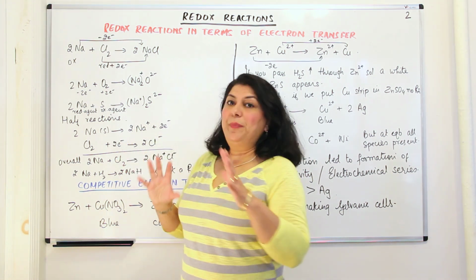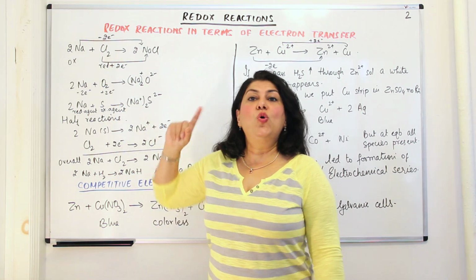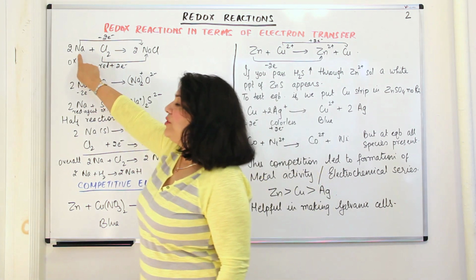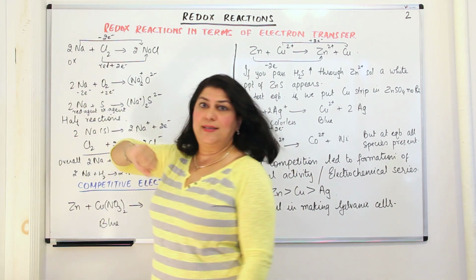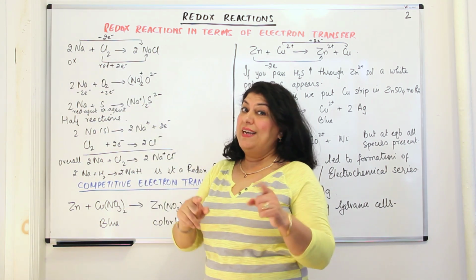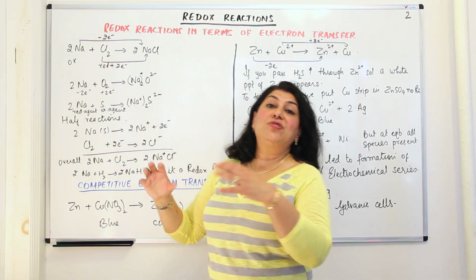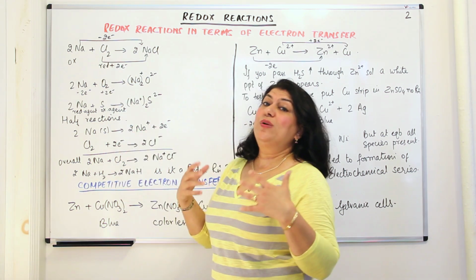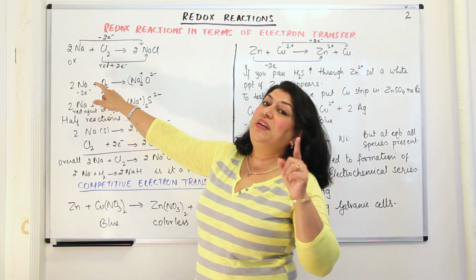On the basis of this, chlorine got reduced, but who reduced chlorine? Sodium reduced chlorine. But what happened to sodium? Sodium got oxidized. So sodium itself got oxidized, but it acted as the reducing agent for chlorine. It reduced chlorine. So who was the cause of the reduction of chlorine? Sodium. So sodium is the reducing agent.